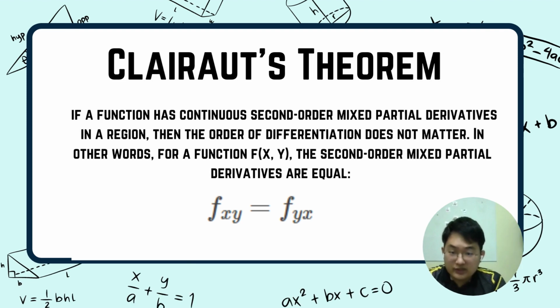Now, let's talk about Clairaut's theorem. A fundamental law in multivariable calculus is that if a function has continuous second-order mixed partial derivatives in a region, then the order of differentiation does not matter. In other words, for a function f of x and y, the second-order mixed partial derivatives are equal. For example, fxy is equal to fyx.